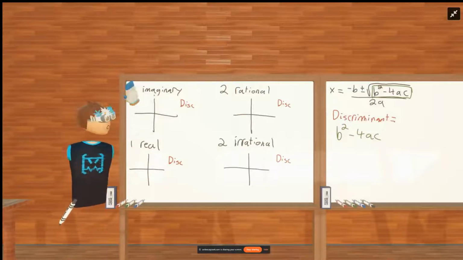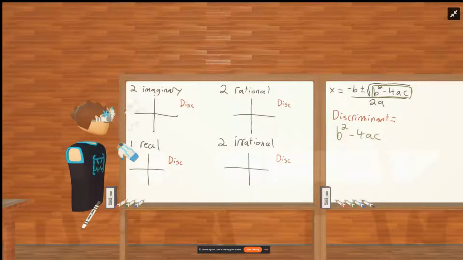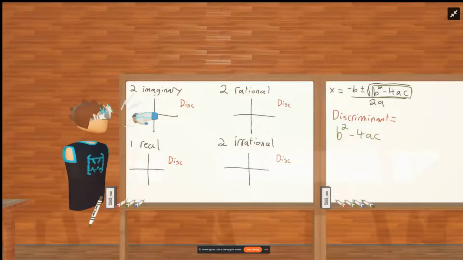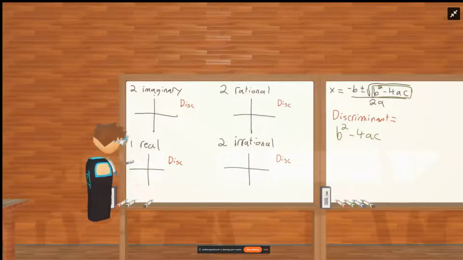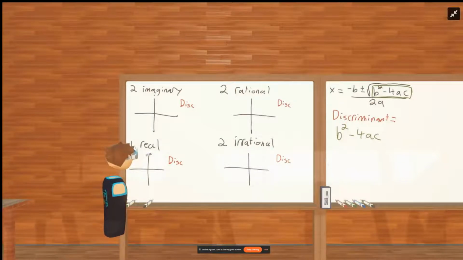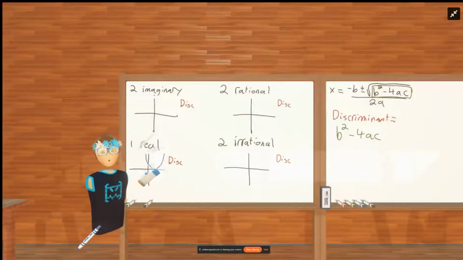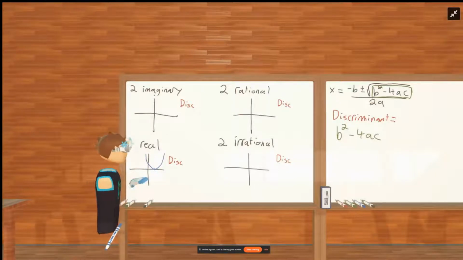So you could end up with 2 imaginary, or we'll start down here. Let's do 1 real root. What does this look like? Well, it looks like a parabola that touches the x-axis once. So it comes down or up, comes down like that, touches the x-axis once, right?